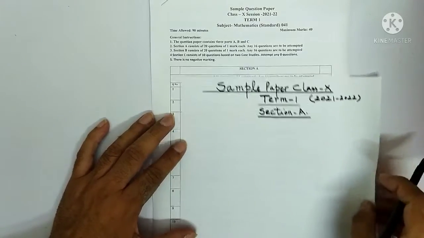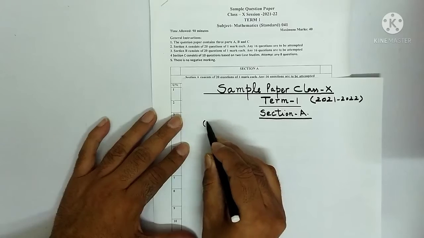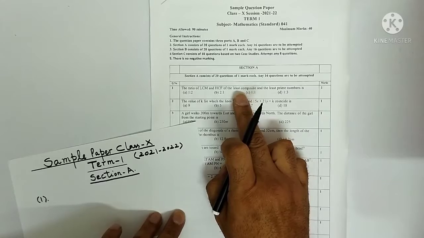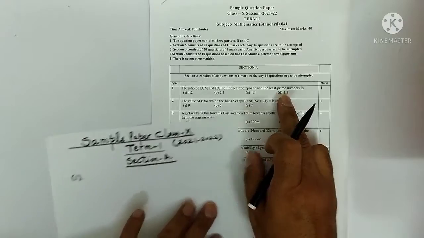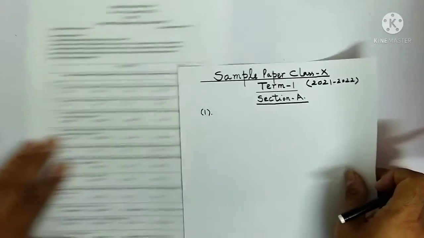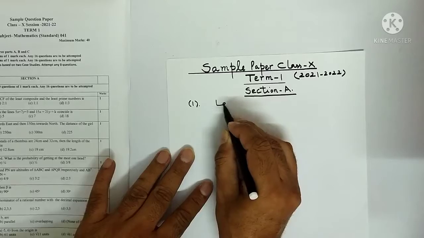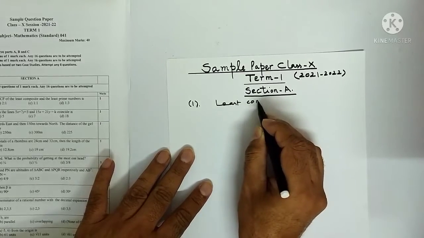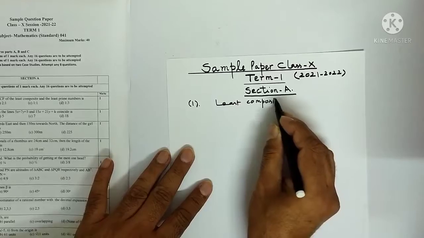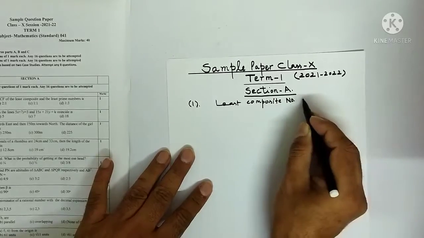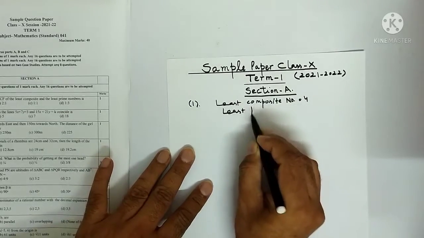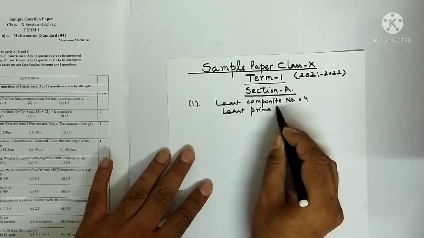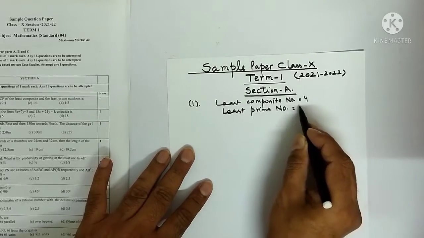In section A, the first question. See the question: the ratio of LCM and HCF of least composite and least prime number is. First of all, you should know what the least composite number is. The least composite number is 4 and the least prime number is 2.